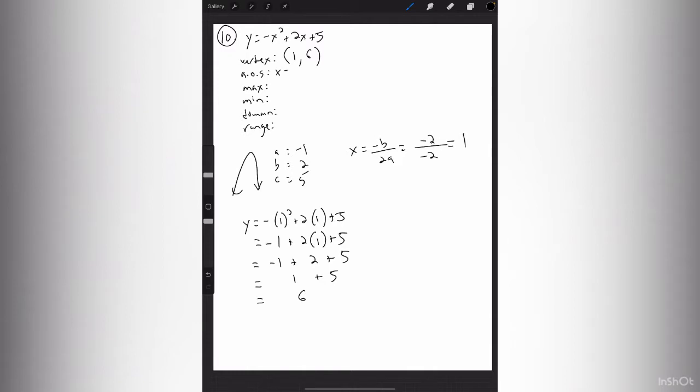Axis of symmetry, x equals 1. My maximum value, it's a downward parabola, right? So if this is 1, 6, my maximum y value would be y equals 6, right? My minimum value, it goes down forever, so it would be infinite. My domain is all real numbers, and my range is going to be all values y is less than or equal to 6. Okay, and that's number 10.